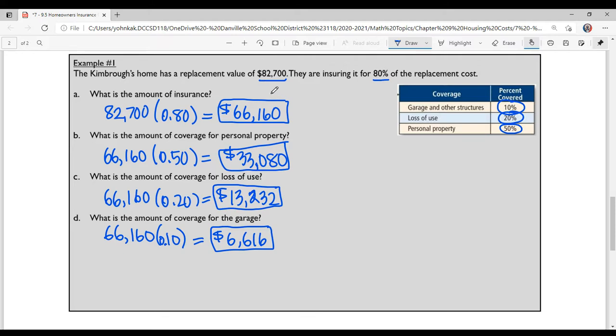So essentially what insurance does is it takes the price of your house and the amount that you're insuring it for, and it finds a total amount of insurance. And then that total amount of insurance is spread among whatever your policy says it covers. So in this case, we're covering garage, loss of use, personal property, and there's an extra 20% hanging around that we're not specifying where it has to go to.